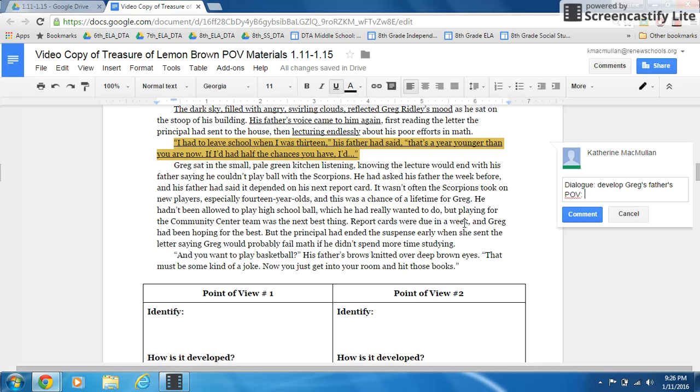I'd say a strong word for me is disappointed. He's disappointed in Greg's efforts, and he feels like he would have taken advantage of these efforts, of these opportunities, had he had them.